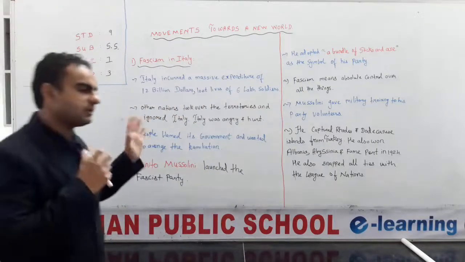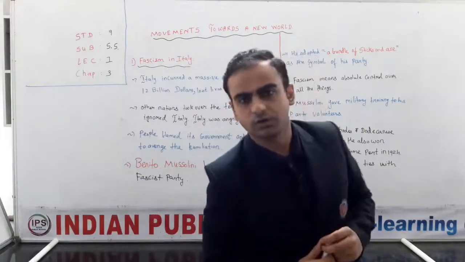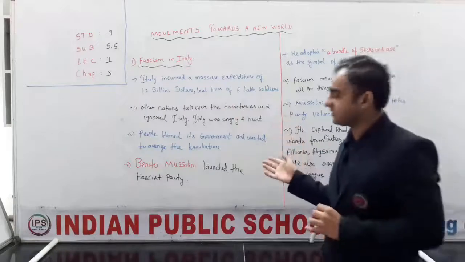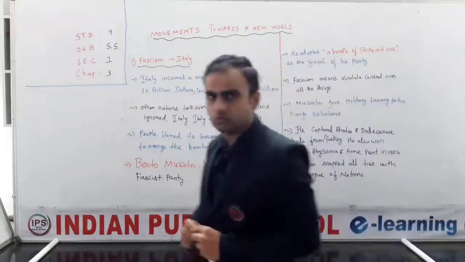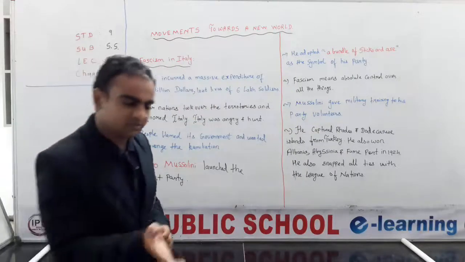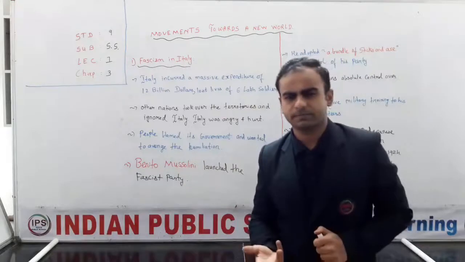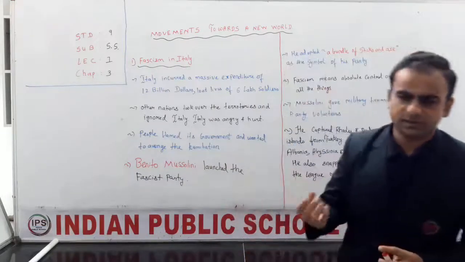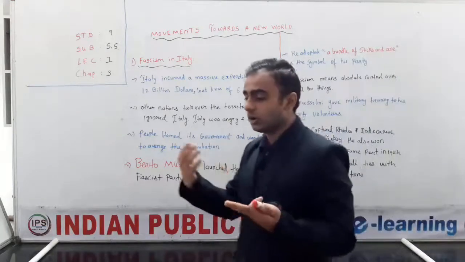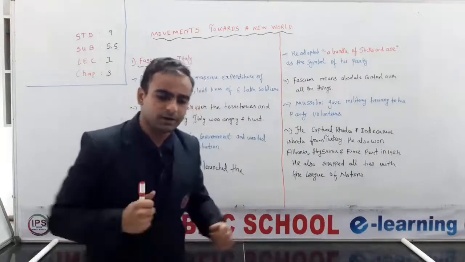The first point that you have in chapter number 3 is movement towards a new world. It is a new world, but it is actually a new world war rather than a new world. Right? See, Allied nations won World War I, Axis nations were defeated. So, obviously, there will be a kind of revenge, jealousy, enmity, also among the winning nations, because when you win something, it means you get something.